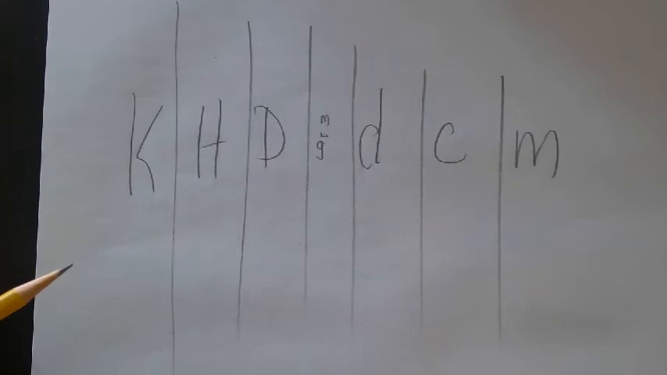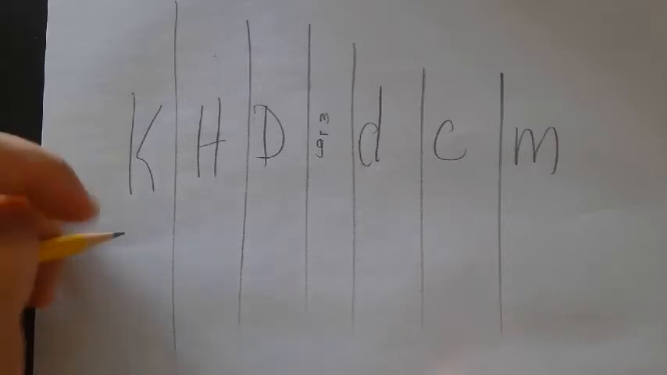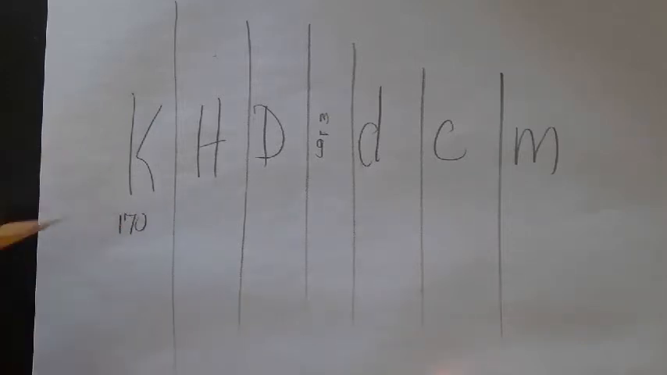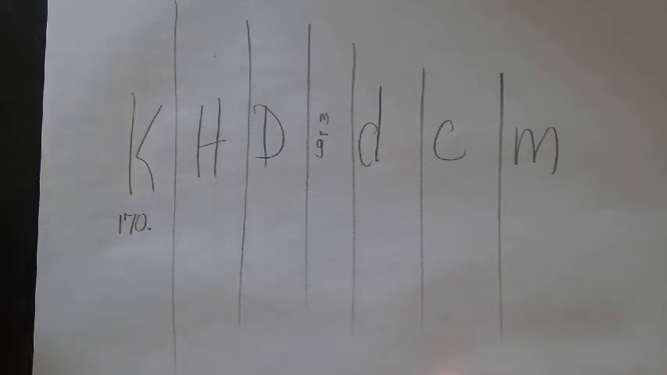So somebody give me a 3-digit number. 170. All right, 170. What do we want to start with? Any one of these, it doesn't matter. K, the big K? So I'm going to put 170. So according to this, I have 170 kilos. 170 kilos. It could be kilometers.